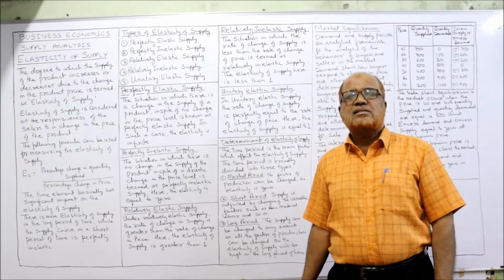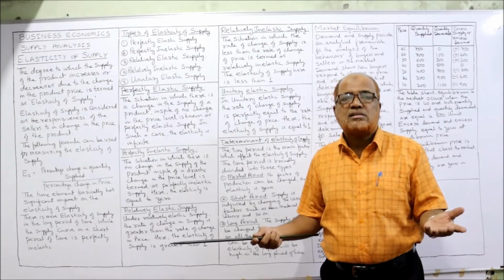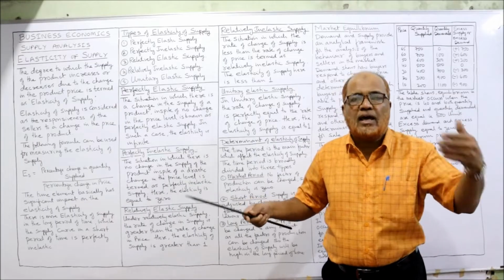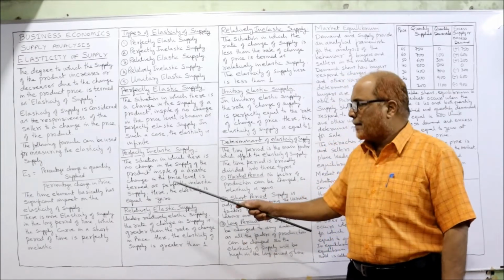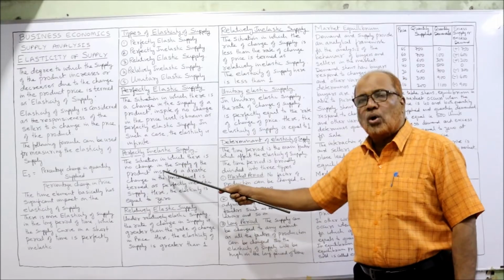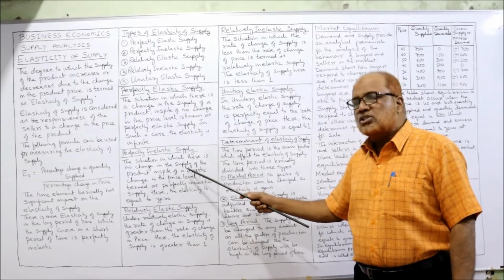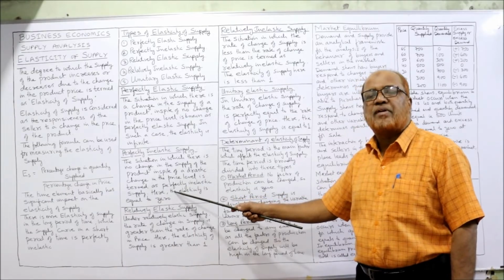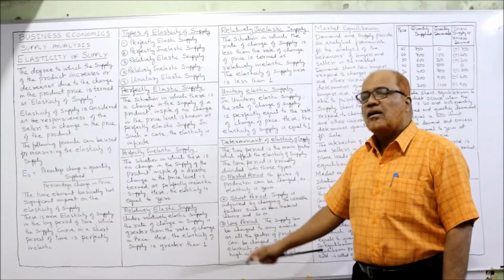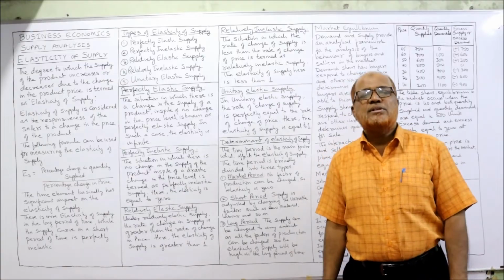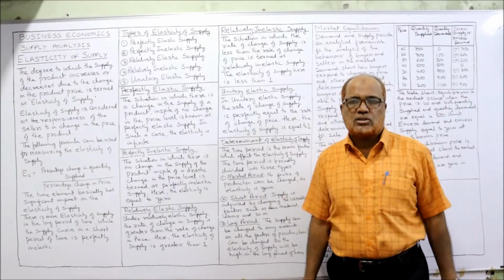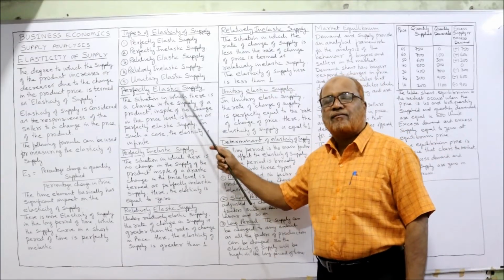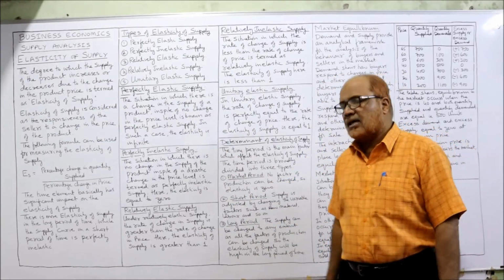Here the value of elasticity will be 0 because there is no elasticity, no change in the supply for any change in the price. So the situation in which there is no change in the supply of the product in spite of a drastic change in the price level is termed as perfectly inelastic. Here the value of elasticity of supply will be 0, no change. So two types I have explained: perfectly elastic, perfectly inelastic.